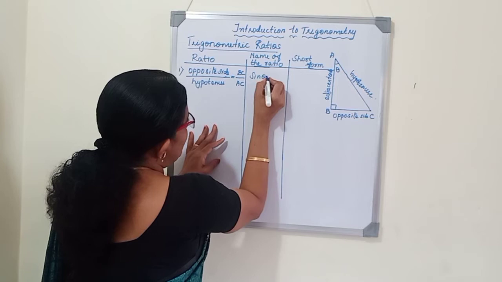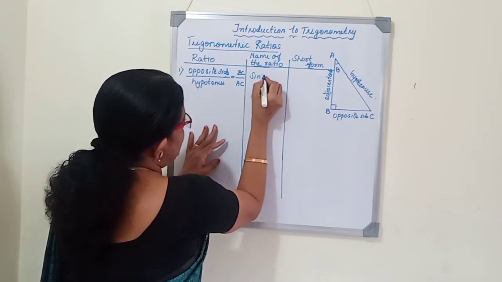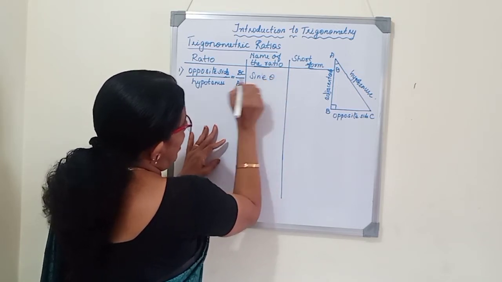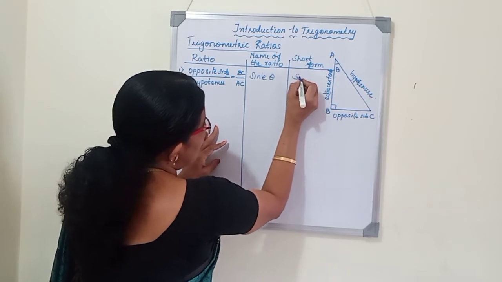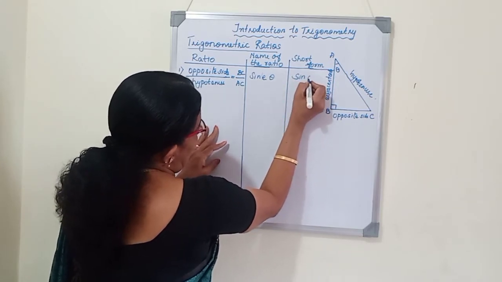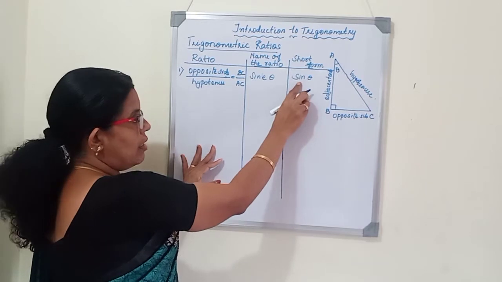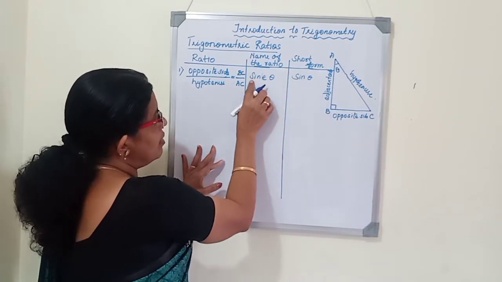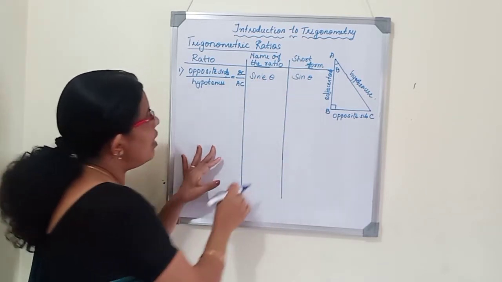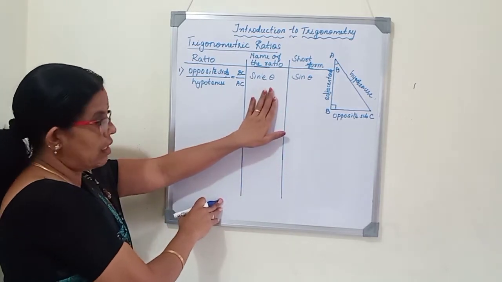The actual spelling is S-I-N-E, sine theta. But normally we will use the short form S-I-N. And don't read it as sin, it is sine, because the original spelling is S-I-N-E, sine theta. Now when we write these ratios, there are 6 ratios.